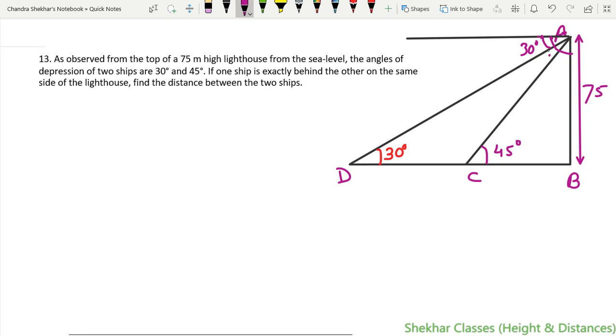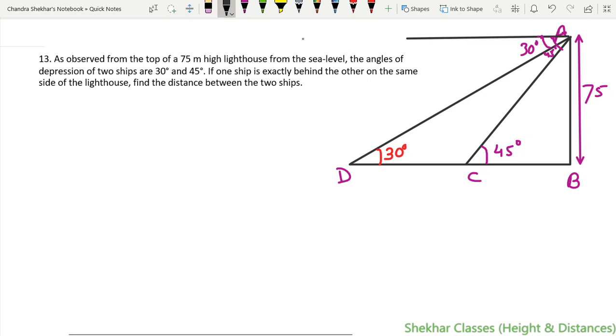Sorry, I made a mistake here. It will be this one as 45° here. So angle of depression is equal to angle of elevation. So I have marked here angle of elevation is 45° and the other one is at 30° here. Now let us start solving here.